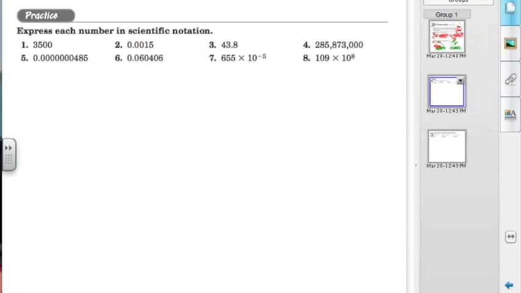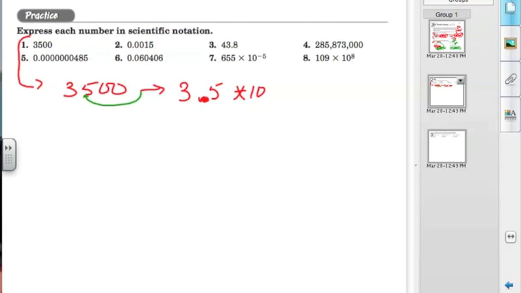Now, here it says express each number in scientific notation. All right, so we're just changing into scientific notation. We have 3,500. So we have to have one non-zero digit. So we have 3.5 times 10. How many places do I need to move the decimal point? All right, so I need to move the decimal point from here to here. So I need to move it 3 places. All right, there's your answer there.